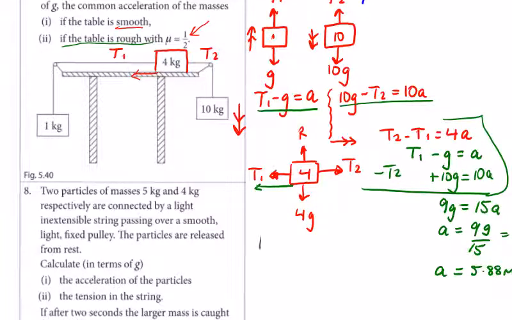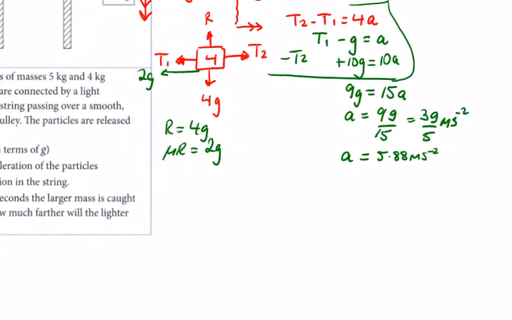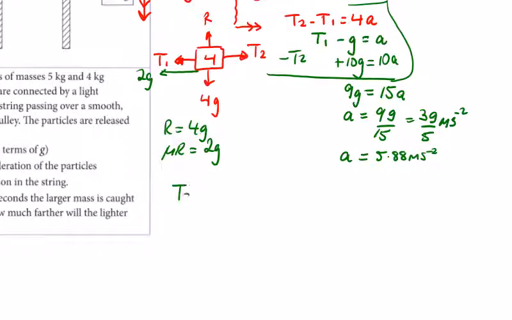Well, first of all, R is equal to 4g. Mu R is equal to 4g divided by 2, which is 2g. So my equation for this one becomes T2 minus T1 minus 2g is equal to 4a. So how's that changed everything up here? I'll line the other equations up anyway. T1 minus g is equal to a, and minus T2 plus 10g.